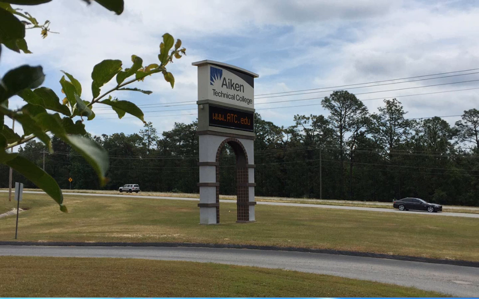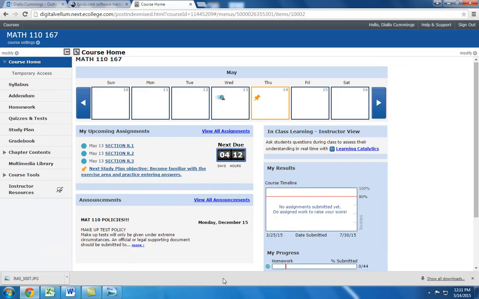Welcome to Online College Algebra, Math 110, Section 067 and Section 167 here at Aiken Technical College for the summer of 2015. So there's actually two online college algebra classes that are running. There's Math 110 067 and Math 110 167, and the information is the same for both courses.